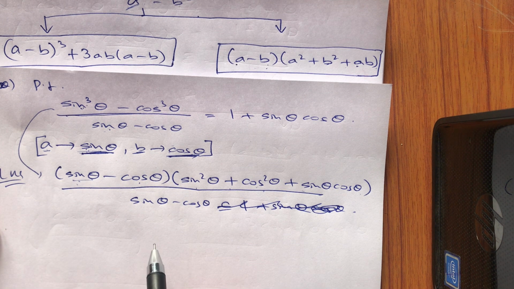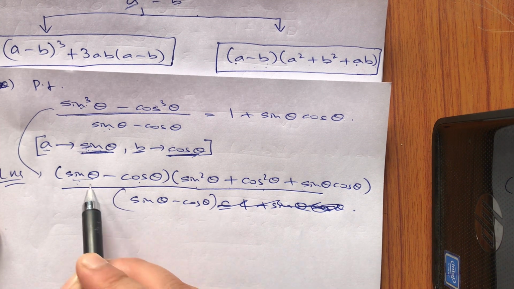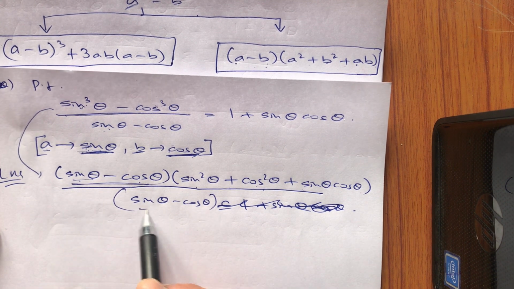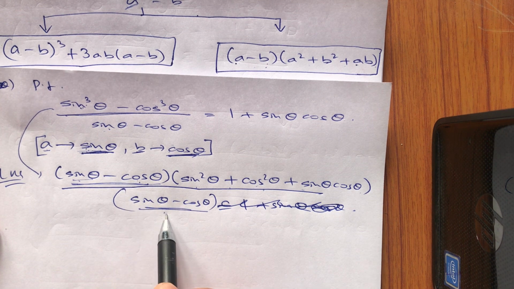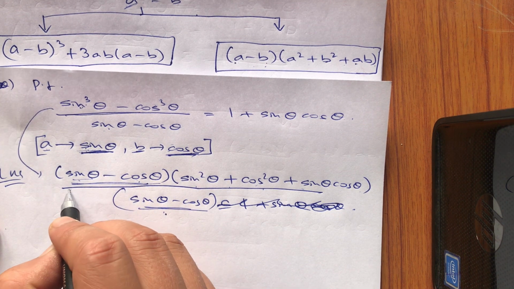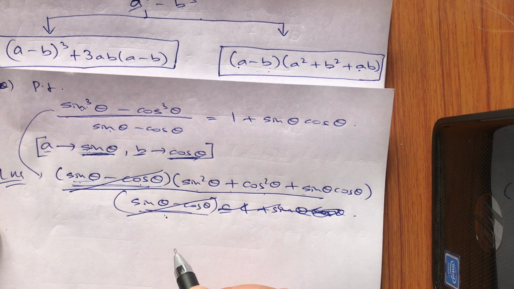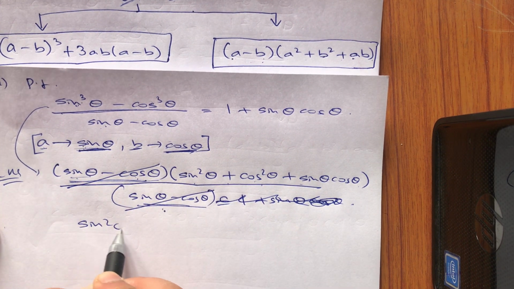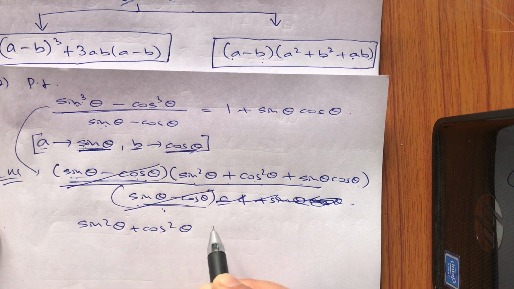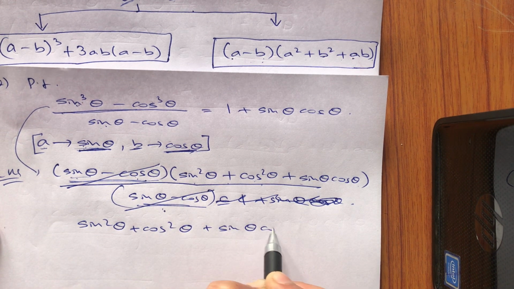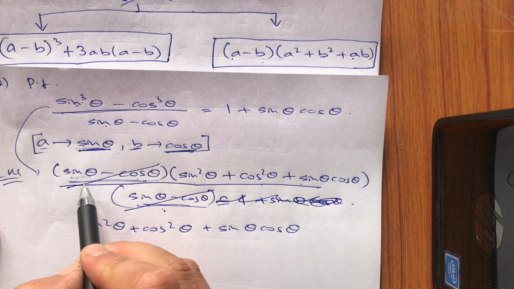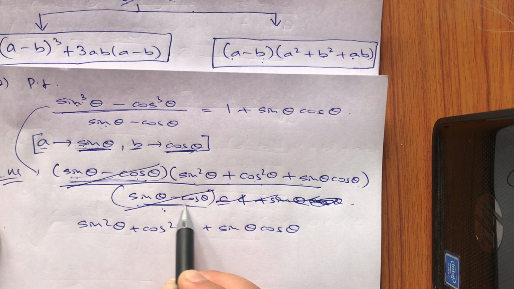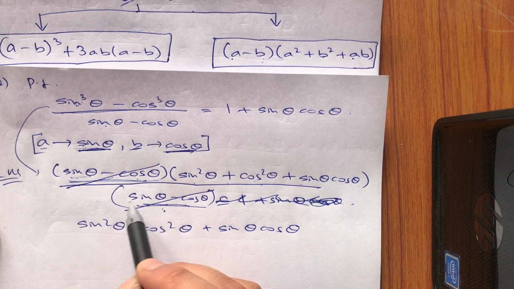Now if you look carefully at this entire group and this entire group, these two groups are exactly the same. So when they're exactly the same, they will get cancelled out. Once they get cancelled out, what I have remaining is sine square theta plus cos square theta plus sine theta cos theta, because this group and this group match, so they can be cancelled out.